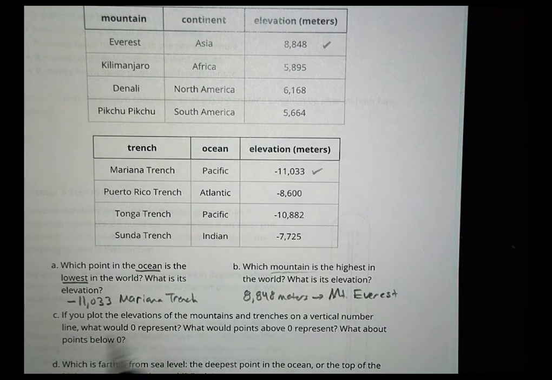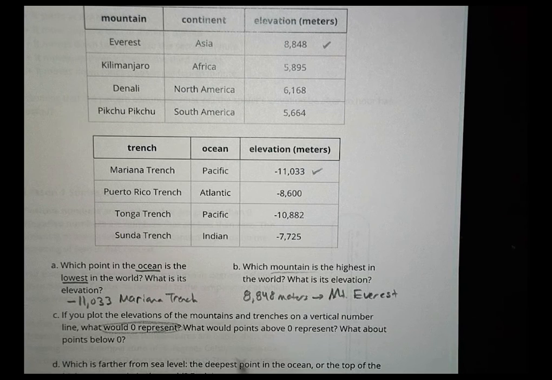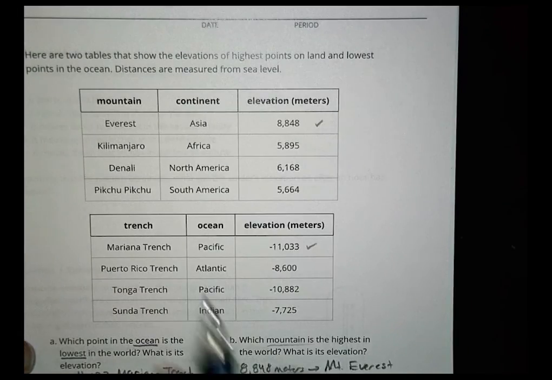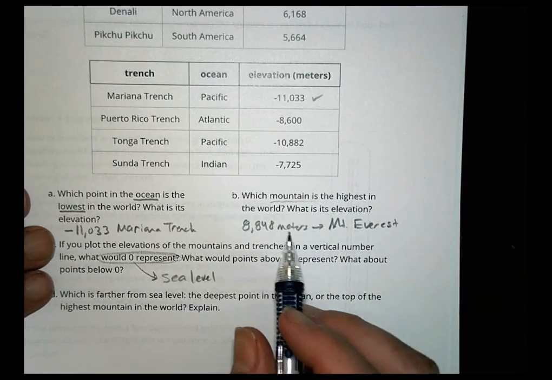If you were to plot the elevations of the mountains and trenches on a vertical number line, what would 0 represent? So what would the 0 be if you're plotting the elevations of all the mountains and stuff? Okay, so 0 is going to represent what? 0 is going to be where the sea level is at, because all the distances it told us in our first directions were measured from sea level. So sea level is our 0 spot. So 0 represents the level of the ocean.